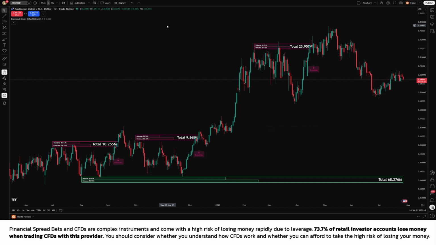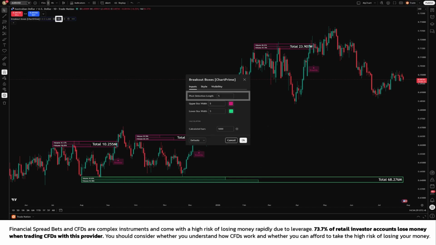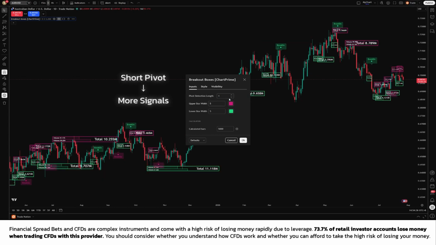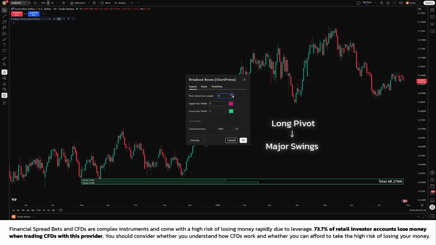The indicator uses pivot detection to identify those swing areas. The pivot detection length controls how sensitive that process is. A shorter setting can make the indicator react more quickly, but it may also create more frequent zones. A longer setting focuses on broader swing points, but it may respond more slowly as the structure develops.